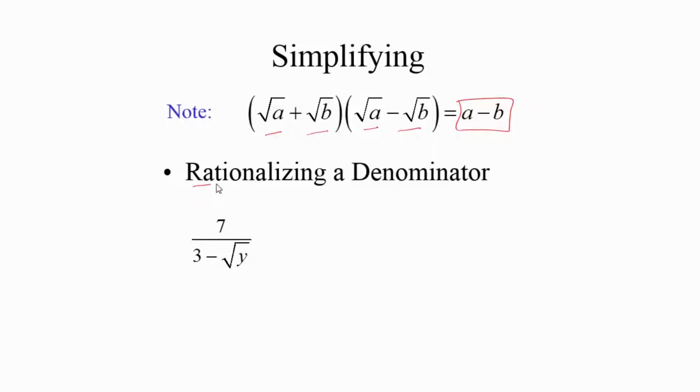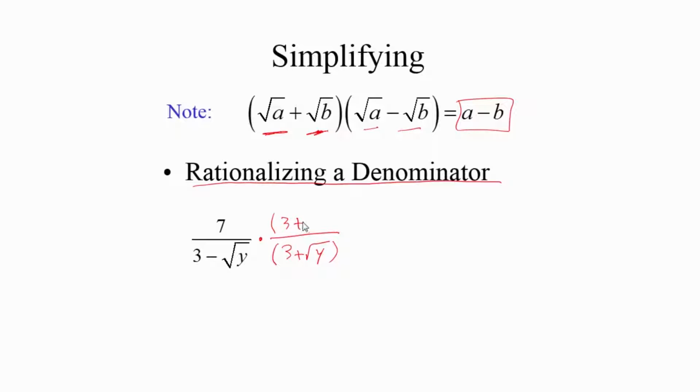By the way, getting rid of the radical in the denominator is called rationalizing the denominator. So in this example, we have 7 divided by 3 minus square root of y. You want to rationalize because you have a square root in the denominator. So we're going to use this rule here. You multiply both numerator and denominator by the same thing except with the different sign. Since this is negative, you make it positive, so it would be 3 plus square root of y.